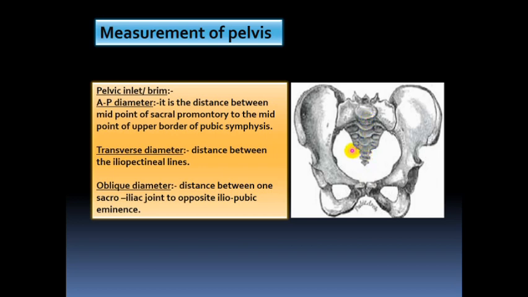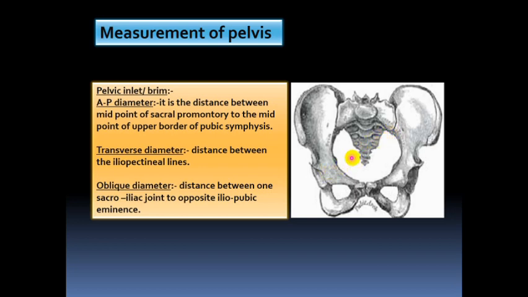While the transverse diameter is the distance between the iliopectineal line and the opposite iliopectineal line. This is the transverse diameter of the pelvic inlet. The third diameter is the oblique diameter, which is the distance between one sacroiliac joint and the opposite iliopubic eminence. This is the oblique diameter.